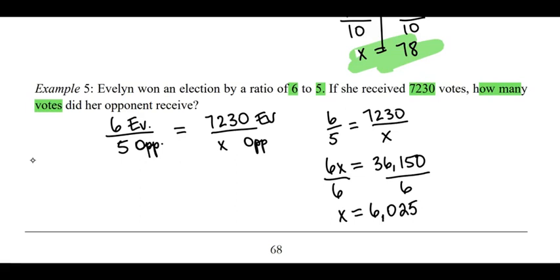All right. So just double check that it makes sense. She did win the election. So she got 7,230 votes. Her opponent naturally got fewer votes, which is 6,025 votes.